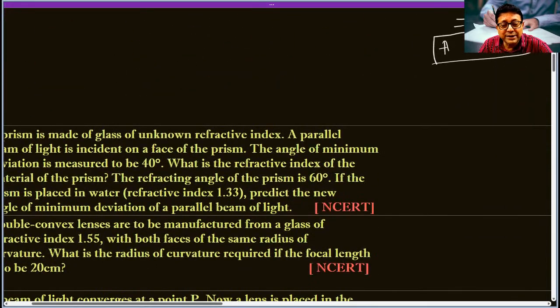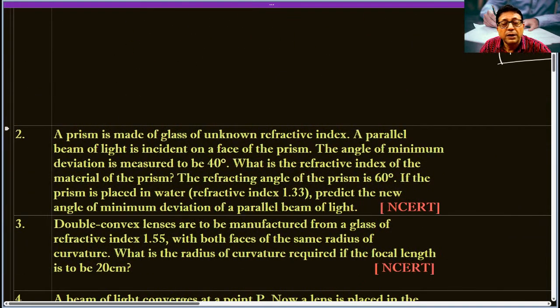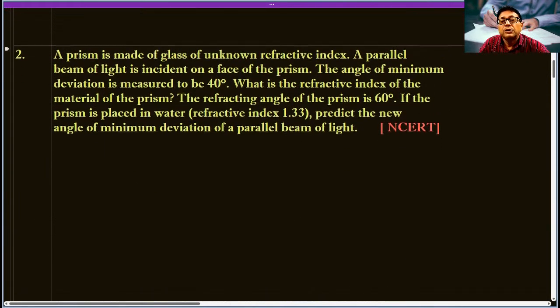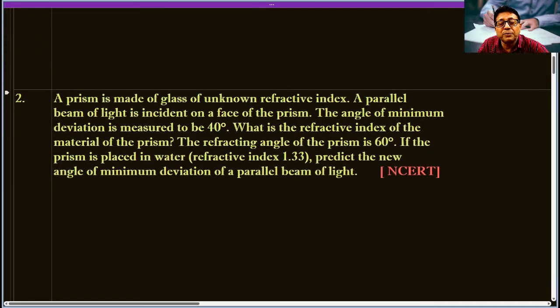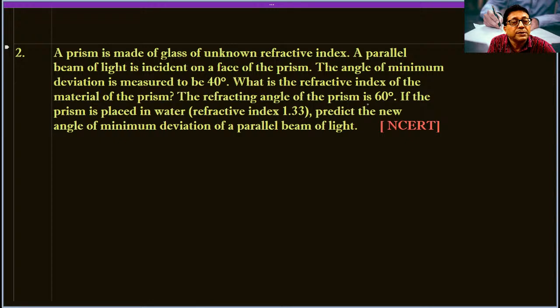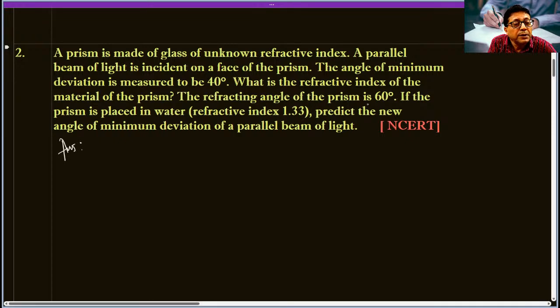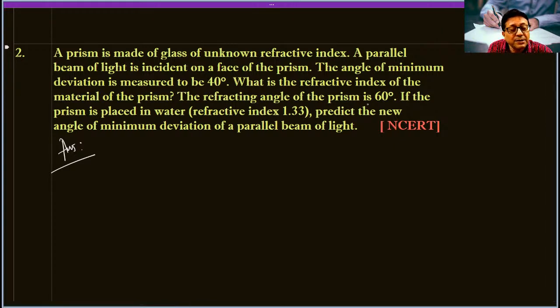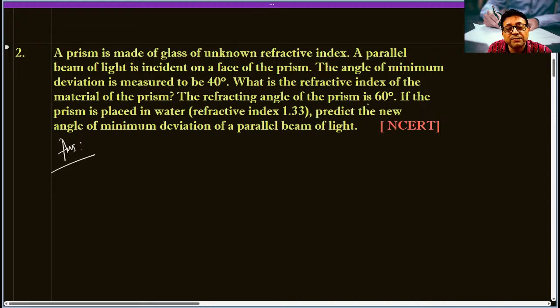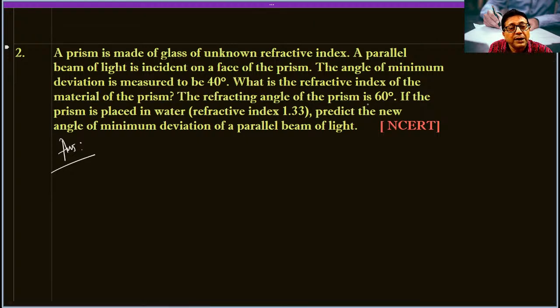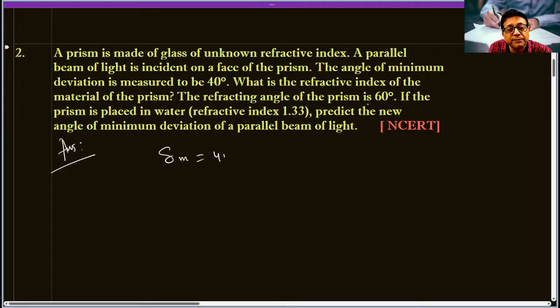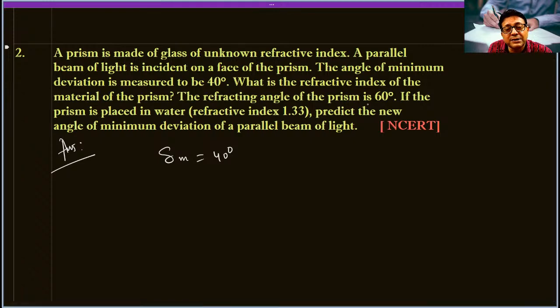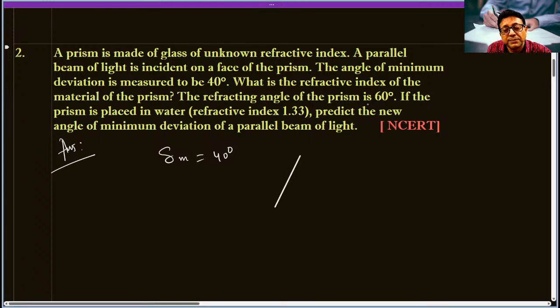Now let us go for the next problem. All sums from NCERT. So you can start, you can do before I complete the sum here. Prism is made of glass of unknown refractive index. Parallel beam of light incident on the face of the prism. Angle of minimum deviation is given 40 degree. So this is a direct relation based problem, isn't it?